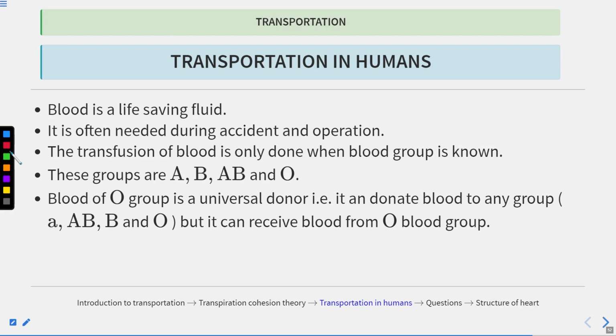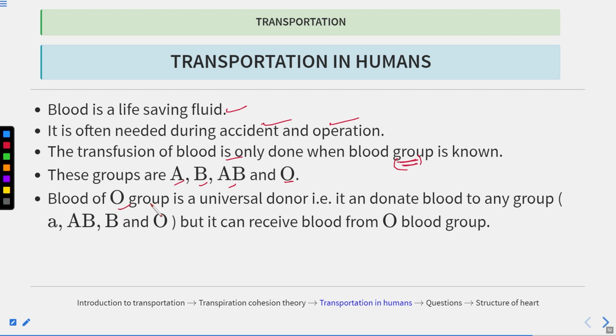Now, blood is a life-saving fluid. It is often needed during accidents and operations. The transfusion of blood is only done when the blood group is known. So if you go to the hospital and someone needs blood, the doctor will first test your blood group as well as that of the patient, and only then can the blood transfusion be done. Now, blood groups are of 4 types: A, B, AB, and O.